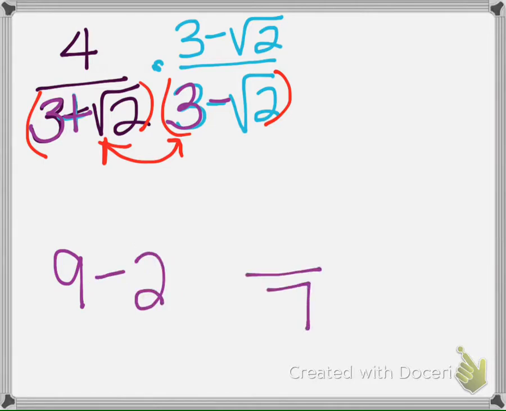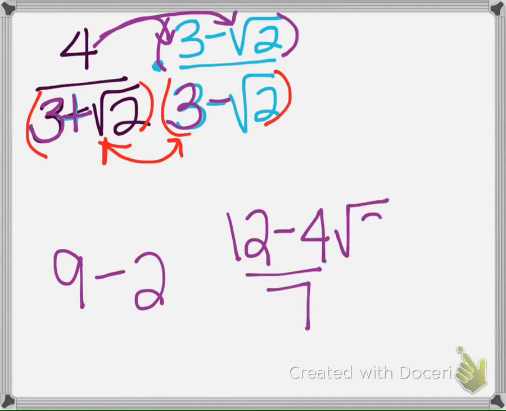So we have 7 in the denominator. Then here in the numerator we have 4 times 3 is 12, and 4 times negative radical 2 is negative 4 radical 2. And then we have to see, is there anything that can go into 12, 4, and 7? Nope. So that is as completely simplified as possible.